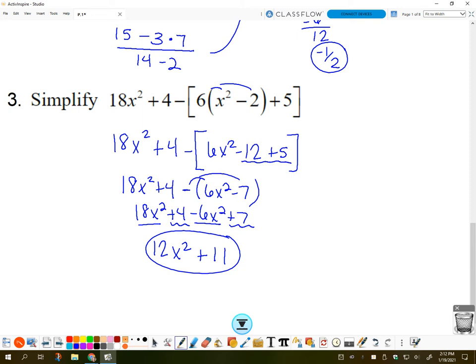Alright, so that's your brief recap of order of operations, and doing that with variable expressions, and doing it where you evaluate expressions. But it all comes down to, can you do the order of operations?